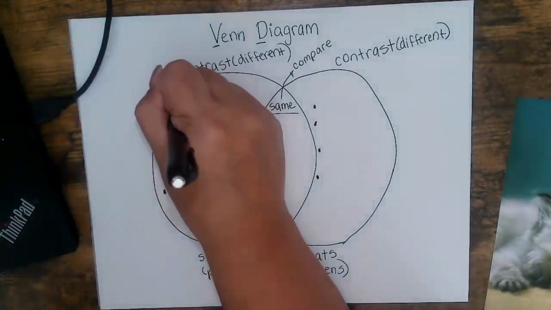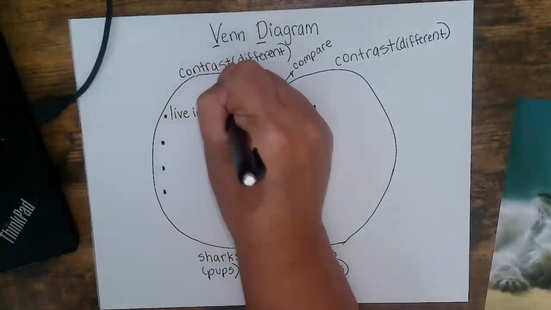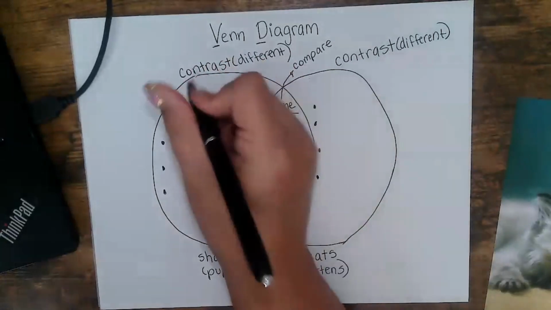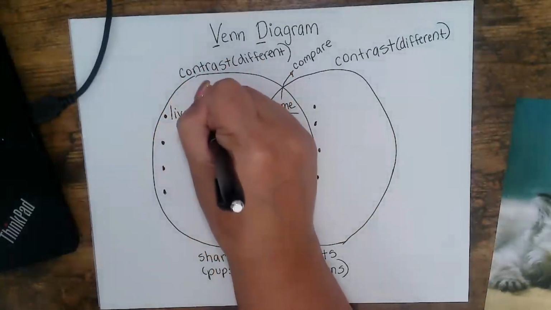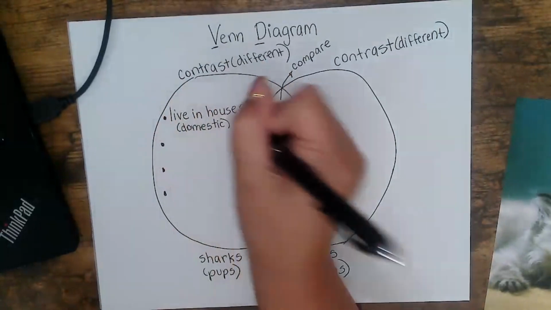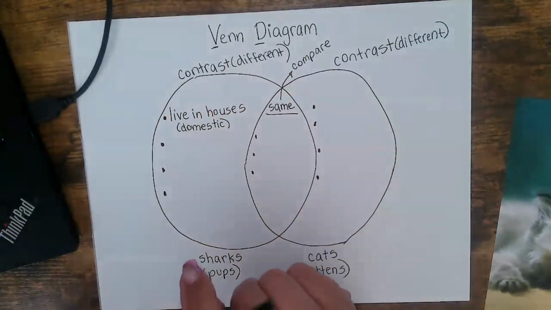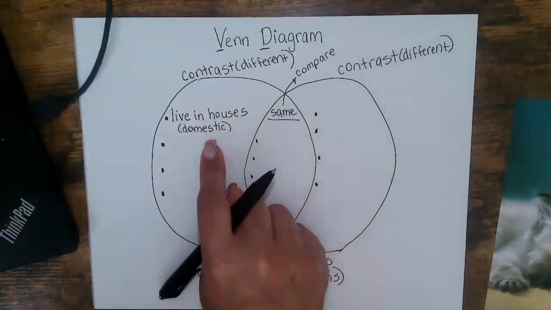Many of them live in houses. When you live in houses, another word for that is they're domestic. So we have domestic animals like cats and dogs and fish and birds. But there's also cats and kittens that are in the wild. They live outside. But oftentimes they live in houses.